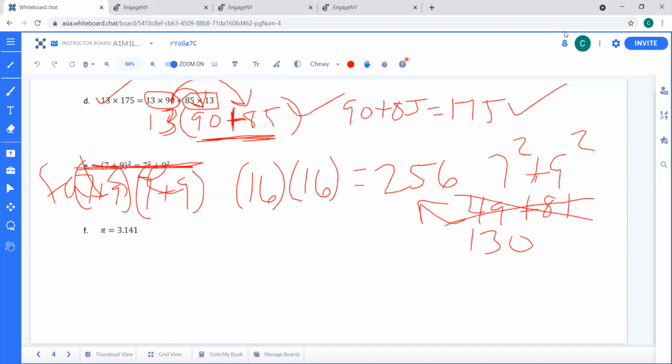Now, pi. Is that equal to 3.141? And everybody said no, because pi keeps going and going and going. So that is not a true statement. It's close, but it's not. Pi is never ending. It just keeps going.